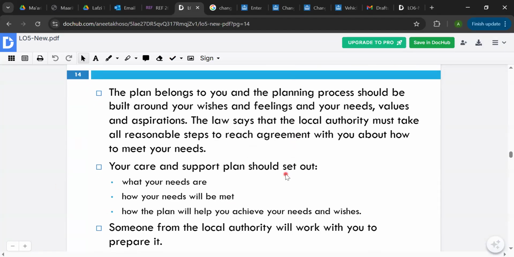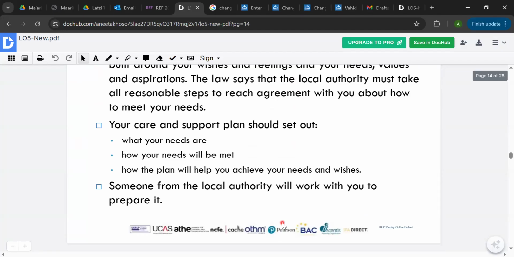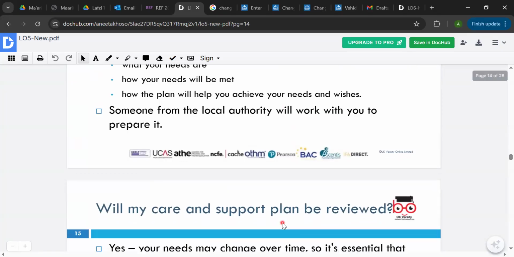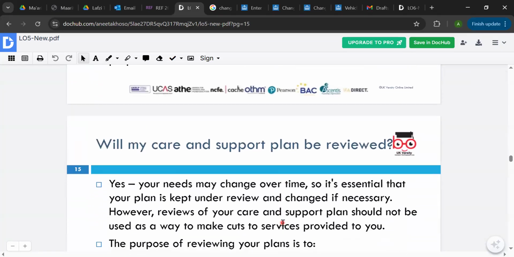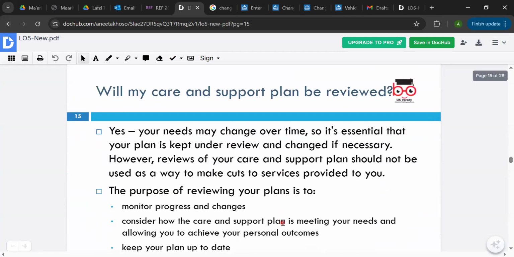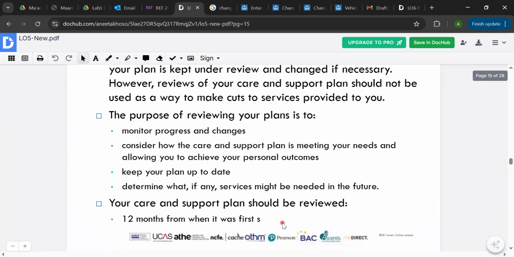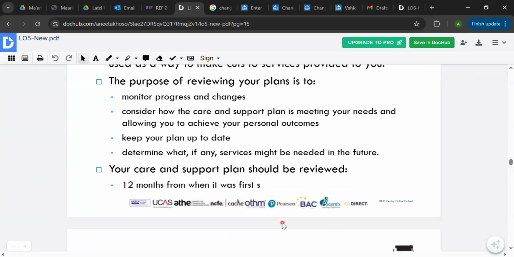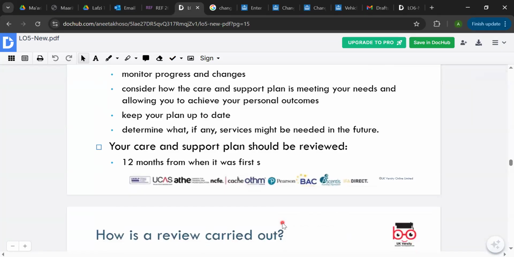Your care and support plan should set out what your needs are, how your needs will be met, and how the plan will help you achieve your needs and wishes. Someone from the local authority will work with you to prepare this. Your care plan will be reviewed, and from time to time it can be changed. The purpose of reviewing your plan is to monitor progress and changes, consider how the plan is meeting your needs and allowing you to achieve your personal outcomes, keep your plan up to date, and determine what, if any, services might be needed in the future.